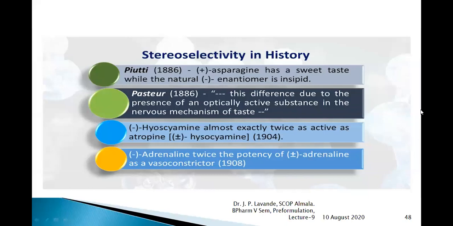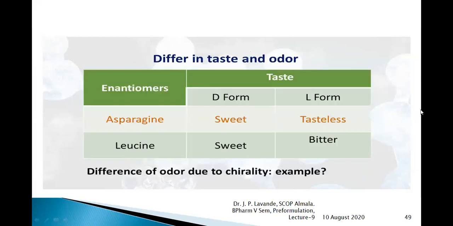Another example is hyoscyamine, which exists in racemic and enantiomer forms. Hyoscyamine is almost exactly twice as active as atropine. So it was observed in 1904 in the case of adrenaline, which has twice the potency of the plus-minus adrenaline as a vasoconstrictor.